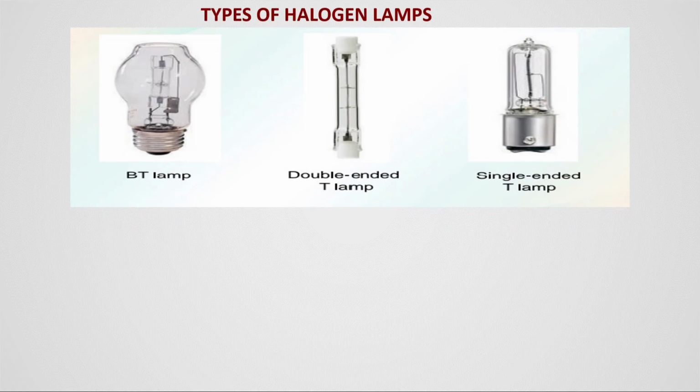In halogen lamps, there are different types of halogen. First is the BT lamp, which is intended to replace the standard incandescent lamp. Second is the double-ended T lamp. This lamp is commonly used in flood lights and torches. Last is the single-ended T lamp. These lamps are used in specialty architectural and theatrical equipment.